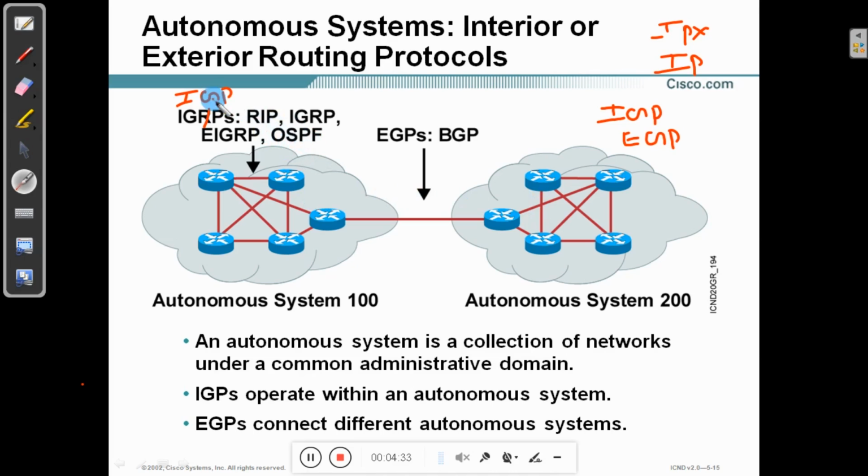Open Shortest Path First is an IGP, but it is a link state protocol. It is not a distance vector protocol. Let me clarify which protocols are distance vector protocols. In IGP, RIP is a distance vector protocol, and IGRP is also a distance vector protocol. EIGRP is a hybrid protocol, and OSPF is a link state protocol. We know the difference between distance vector and link state.